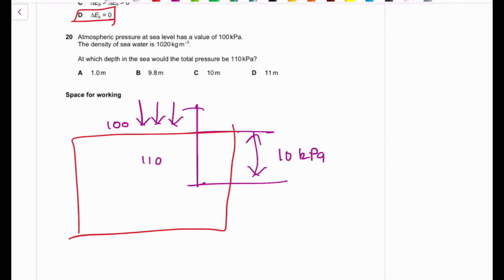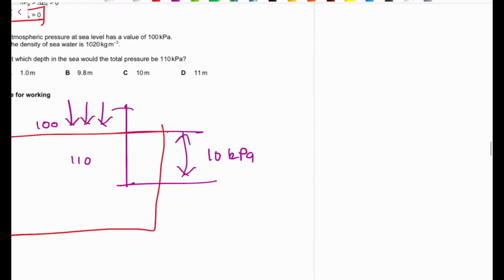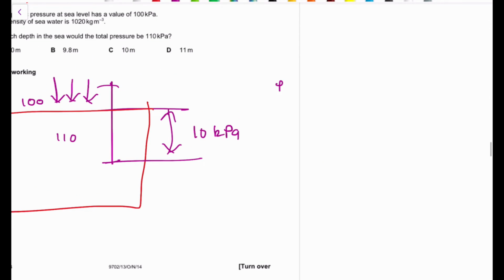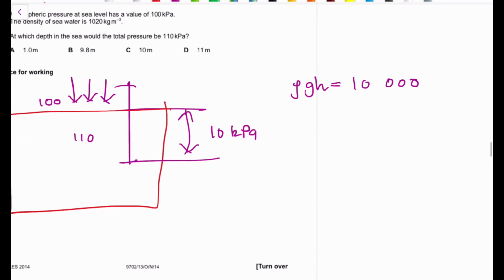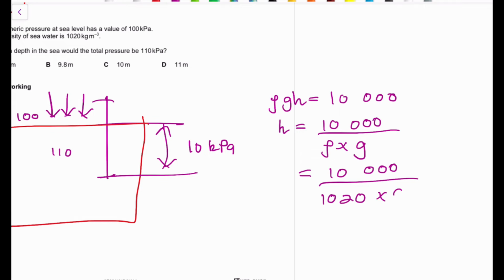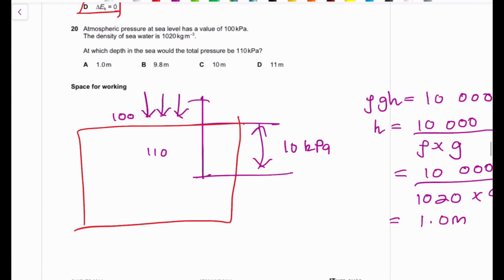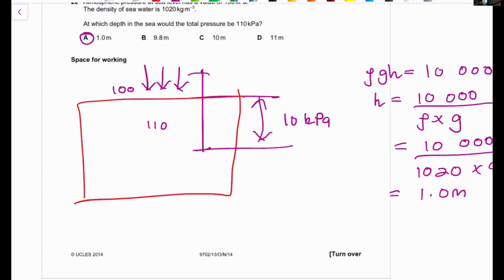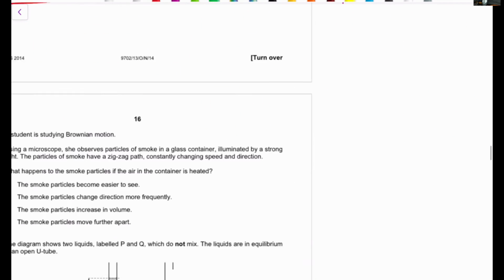We can use that because that's caused by rho GH. So we know that rho GH will be equivalent to our pressure, which will be equivalent to 10,000. So the value of H will be equal to 10,000 divided by rho times the value of G. So it's going to be 10,000 divided by 1,020 times 9.81. It's going to give you 1.0 meters, and that's your answer. It's very important for you to keep those things in mind whenever you're working these questions out.